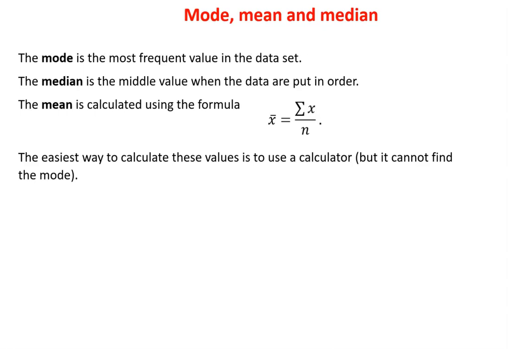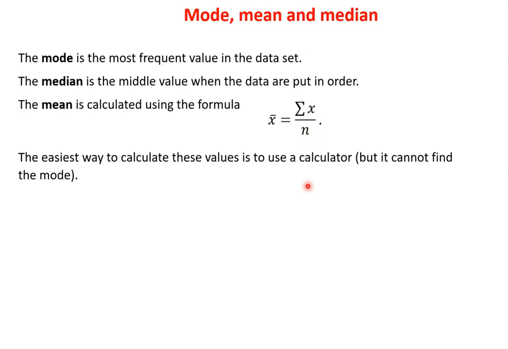The definitions are in front of you. The mode is the most frequent value, the median is the middle value when we order the data from the smallest to the largest. And to calculate the mean, we use this formula here: x with a bar is equal to the sum. We add all the data together and we divide it by the total number of all the data.